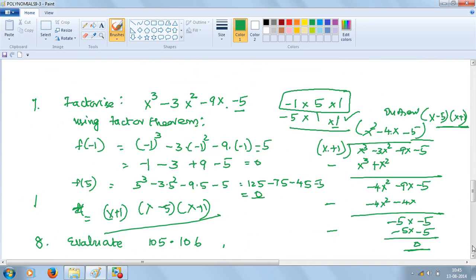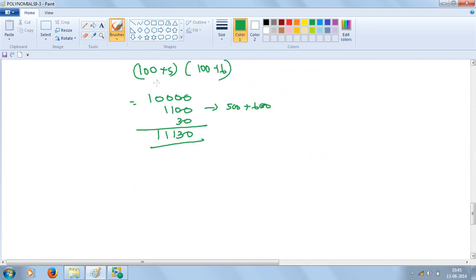So in factorization, the last term, the constant, gives us the clue. And also we have to see the polynomial, whether it is plus or minus. If it contains all plus terms, the factorization can have a minus factor, that we can easily find.